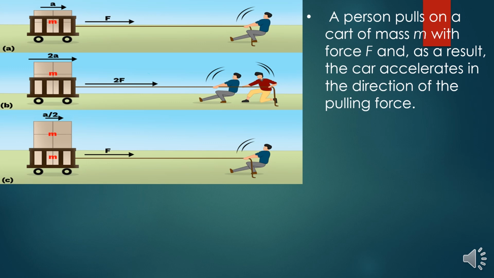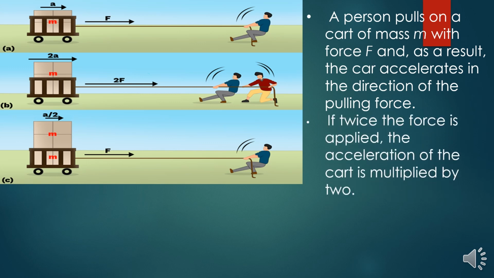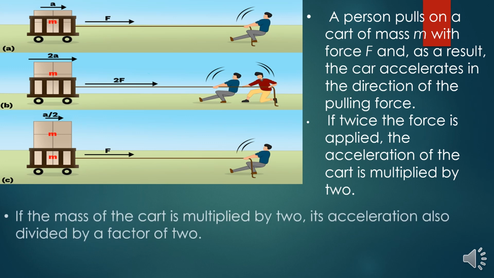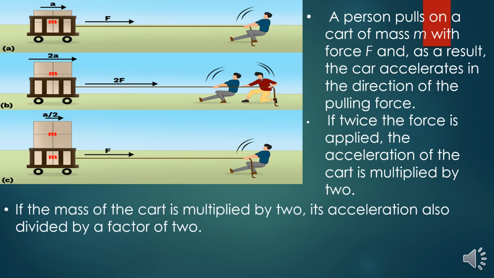Well, a person pulls on a cart of mass m with force F, and as a result, the cart accelerates in the direction of the pulling force. If twice the force is applied, the acceleration of the cart is multiplied by 2. If the mass of the cart is multiplied by 2, its acceleration is divided by a factor of 2.